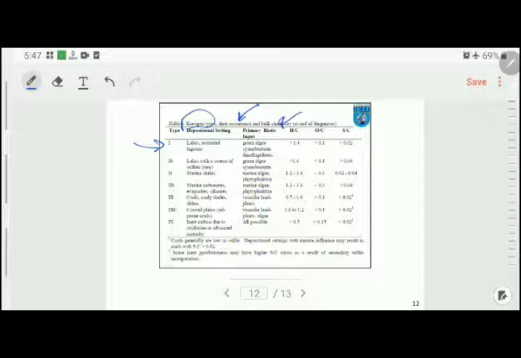Just like number 1, we have the type number 1 and its deposition setting. That means where it is deposited, which can be in lakes or lagoons, and then the primary biotic input, meaning the inputs found in this kerogen, green algae and so on. Here we have some ratios related to that kerogen. It can be the hydrogen to carbon, oxygen to carbon, and sulfur to carbon.